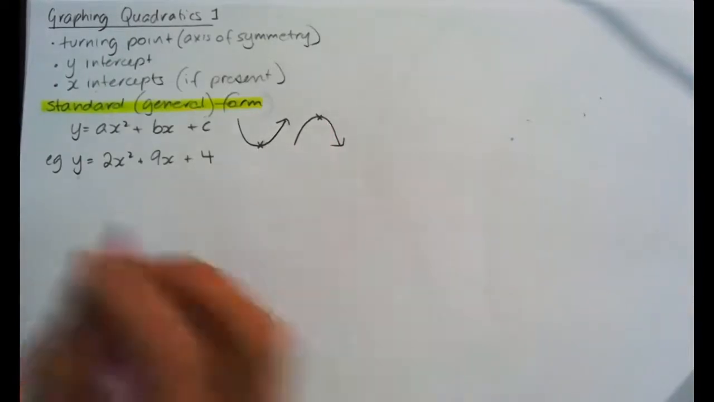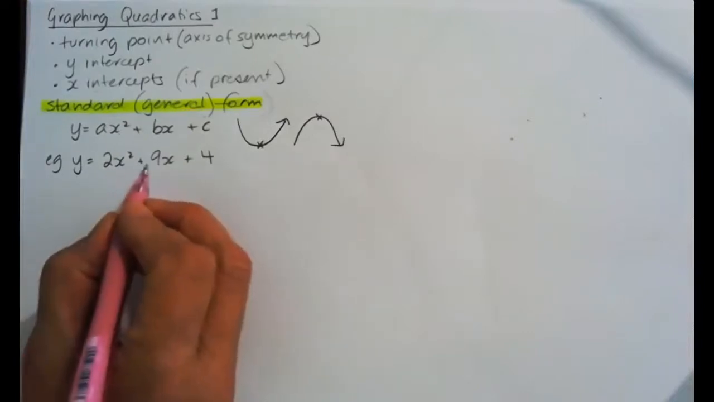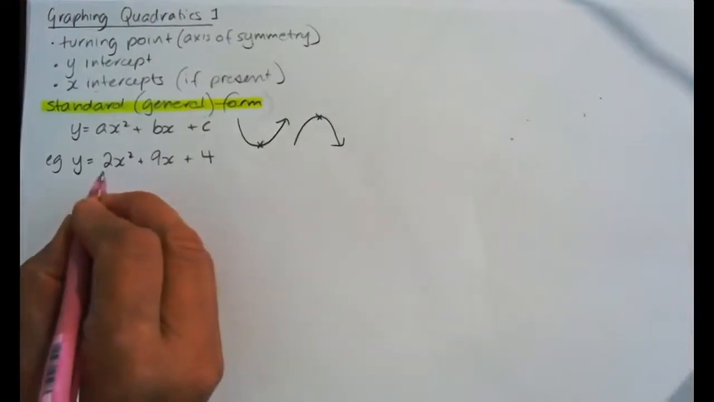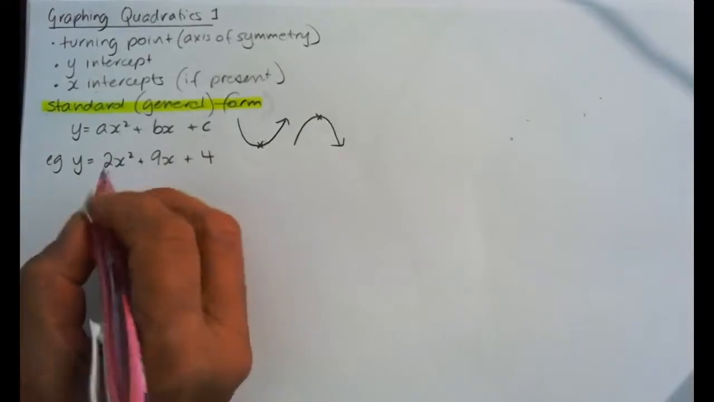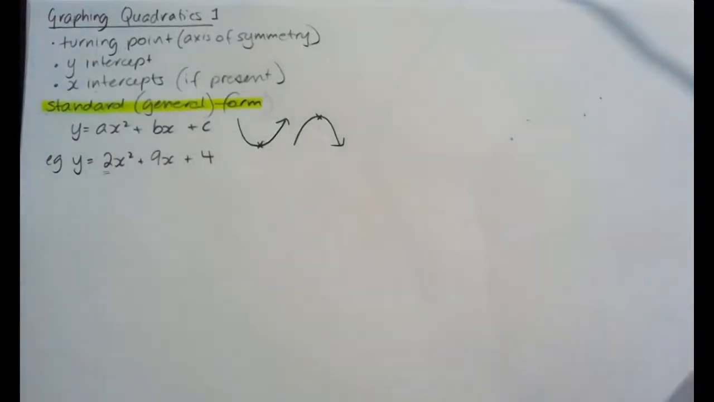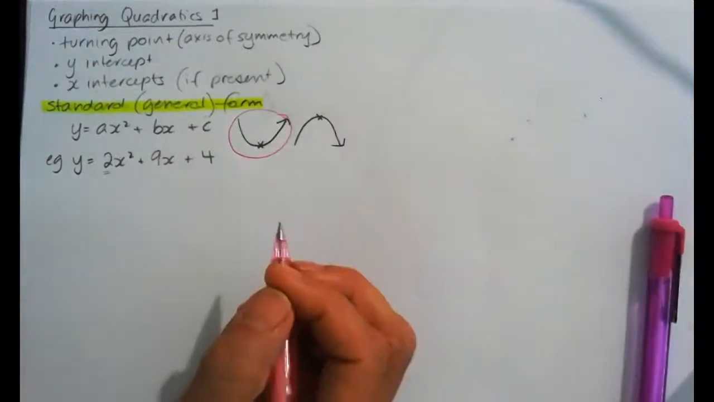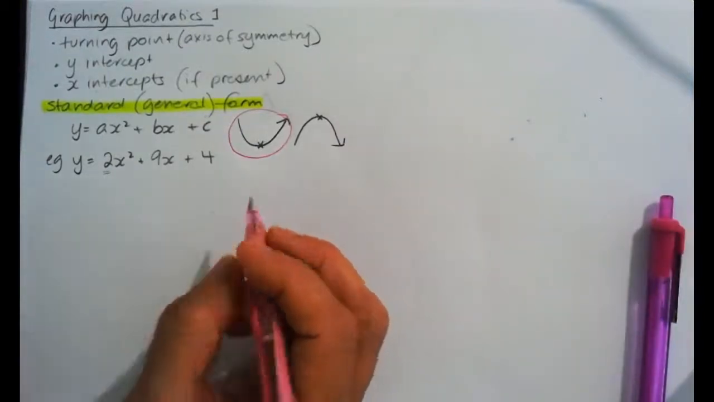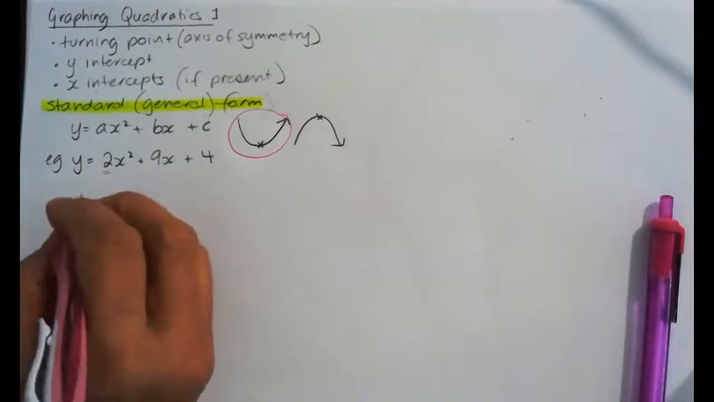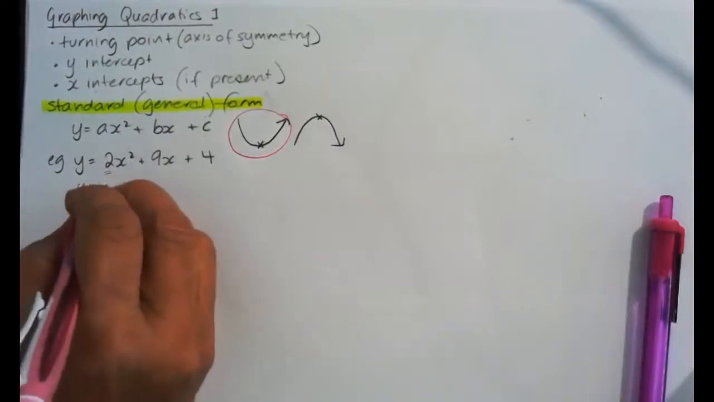So the one we're going to look at is y equals 2x squared plus 9x plus 4. So we look at the coefficient of x squared. In this case it's 2, which is a positive number, so therefore we're going to have a positive quadratic with a minimum point.